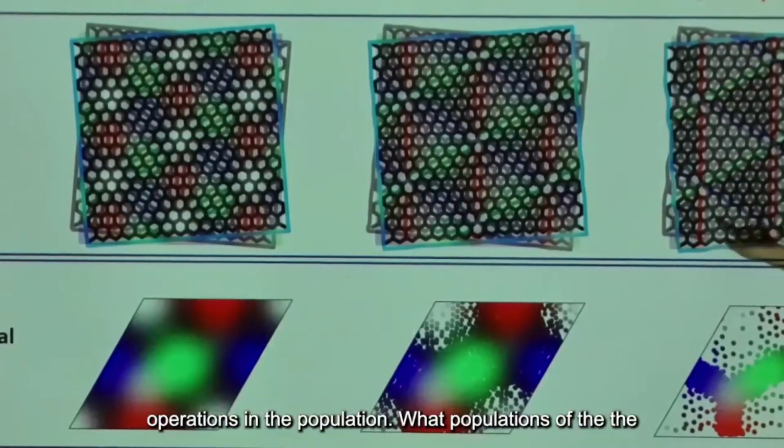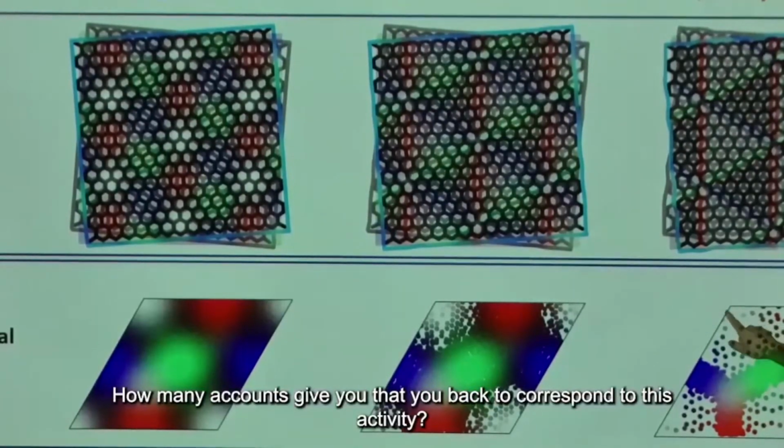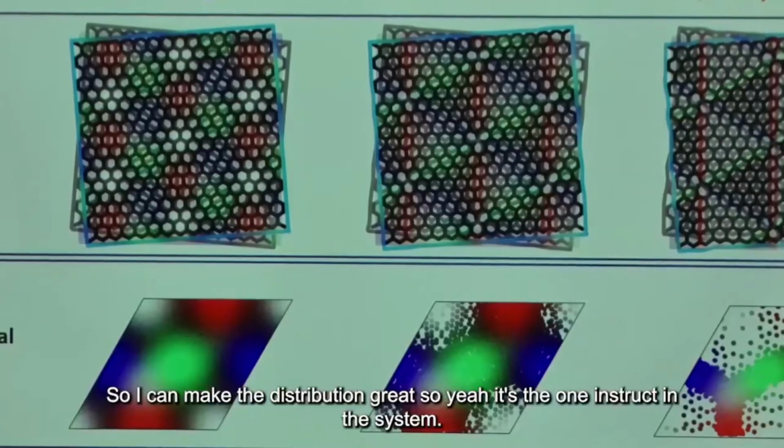So here, if I make a grid of this real lattice, and I follow all these atoms, each atom will give you one U vector. So if I connect with this small area, how many atoms in the real space give you the U vector onto the spot? So I can make the distributions in that. Yeah, good, great.